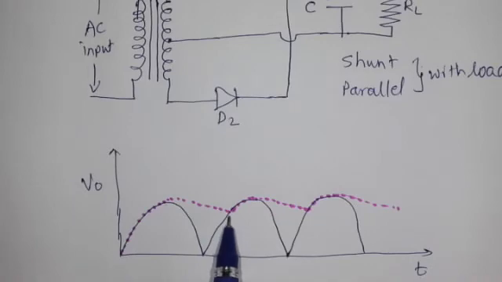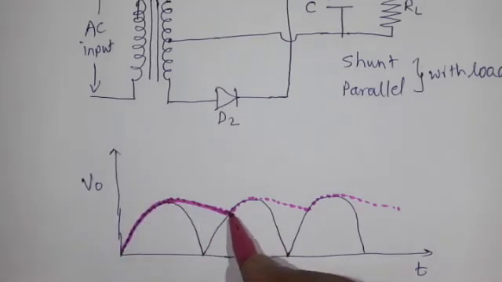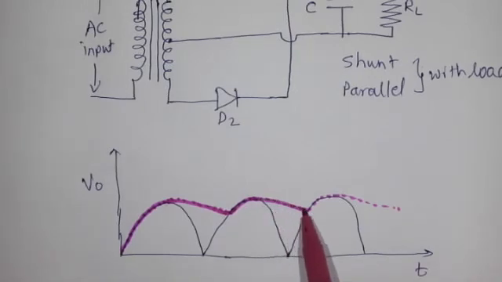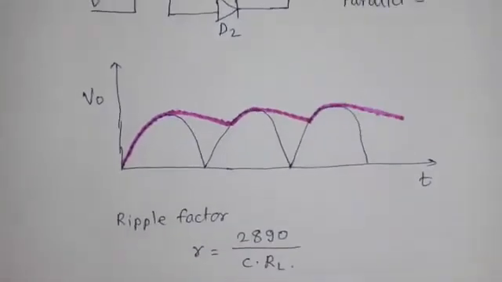Again the next half cycle appears, and again it charges and discharges, charging and discharging. In this way you get the output, and that output is represented like this. In this case also the ripple content is reduced, which is present for the full wave rectifier, but a small amount of AC content is still present with this capacitor filter, and that value of ripple content is given by this equation.